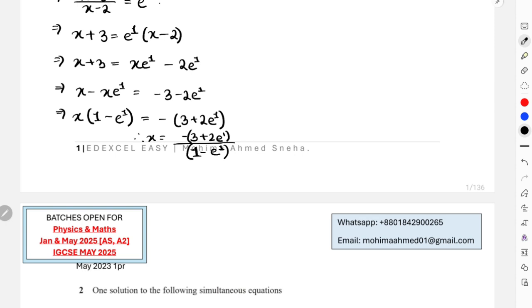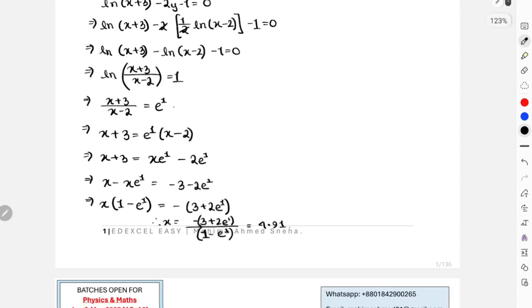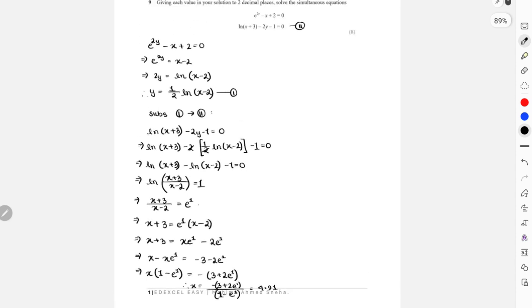1 minus e to the power of 1, and you can just write this directly on a calculator this way, and this will give you the value for your solution. Eventually you are getting the value for x as 4.90988. We were asked to keep our answer to 2 decimal places, so we will write 4.91.